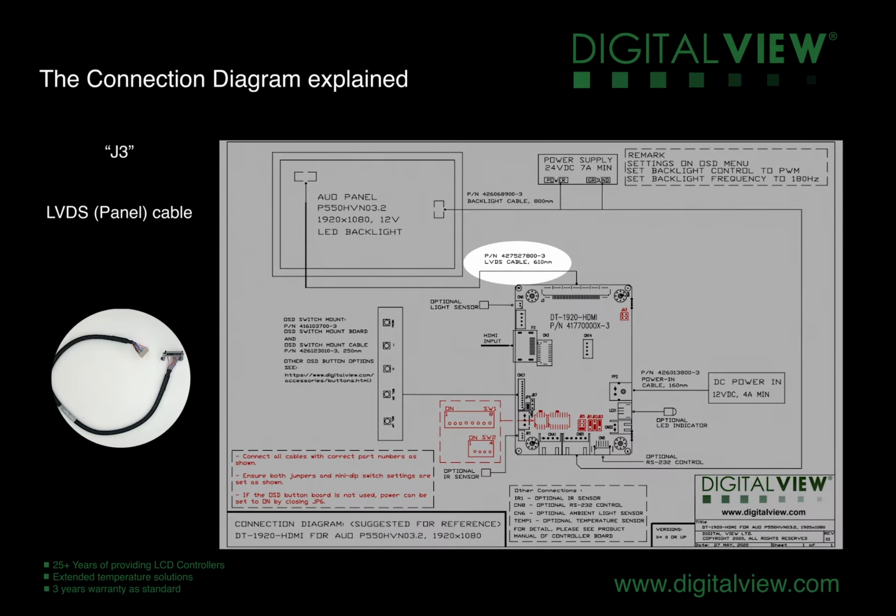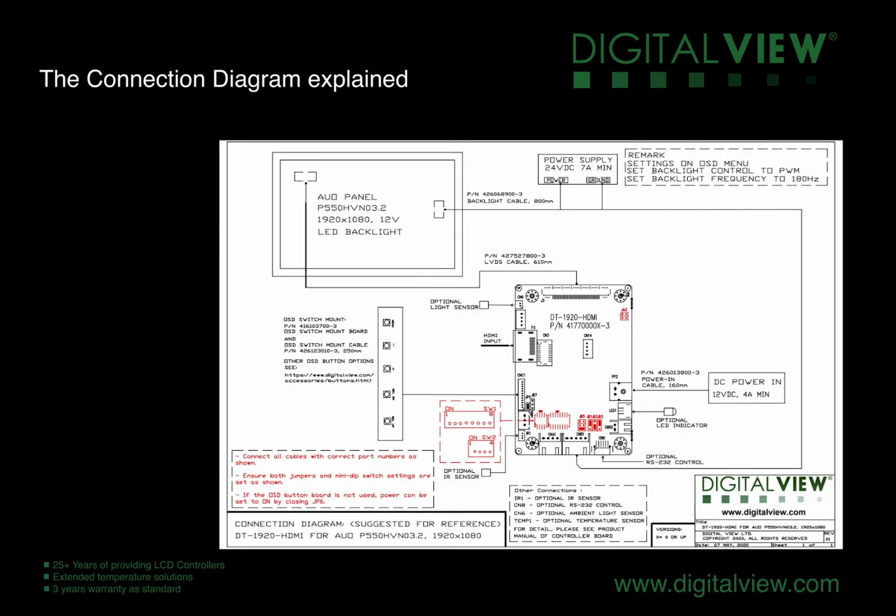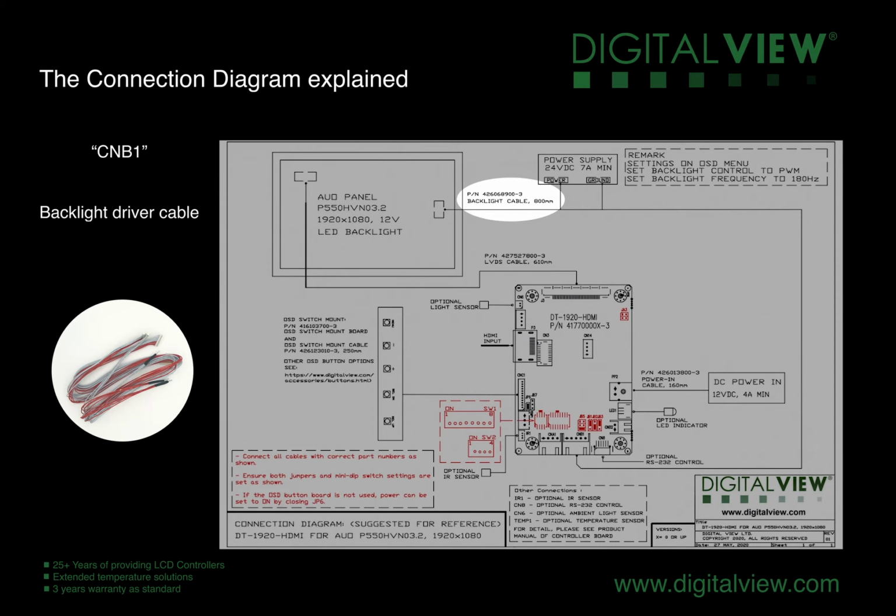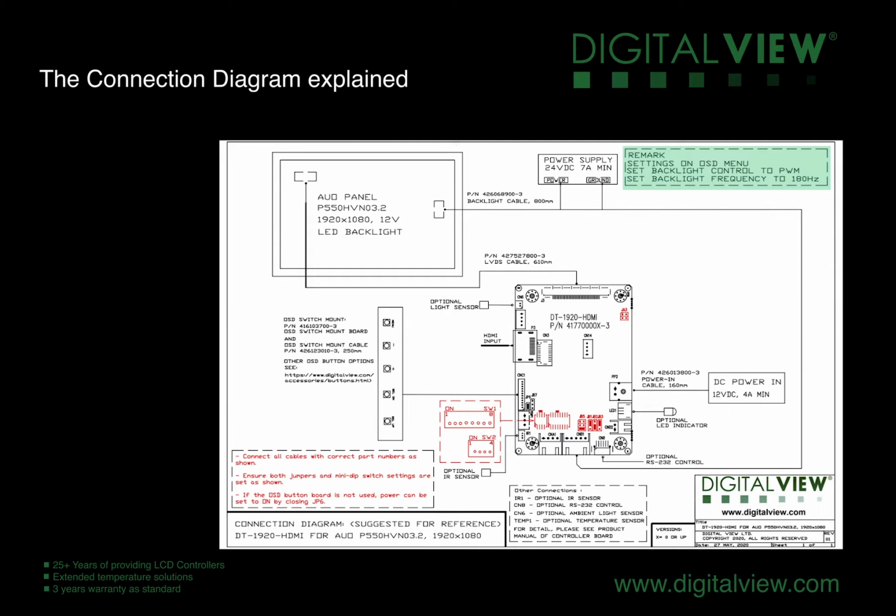Firstly, we have the LVDS cable. This is connected from the panel to J3 on the controller. The backlight cable connects from the panel through to the controller at CNB1, but some backlights require a connection to a power supply. Some backlights may require settings in the OSD menu. They will be shown on the diagram, as an example here.